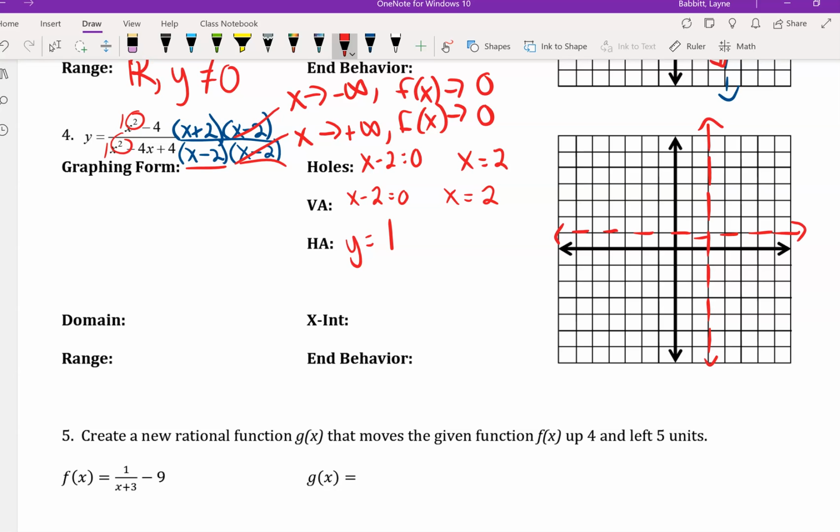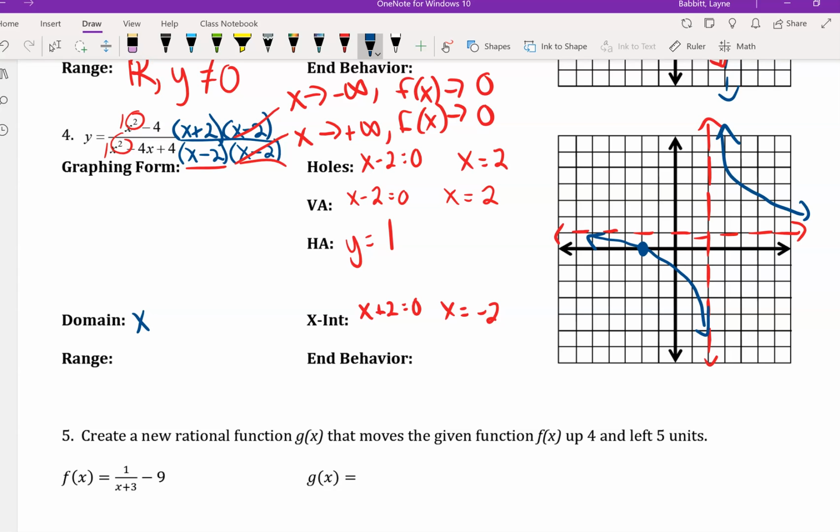All right, and then find the x-intercept. I find the x-intercept by setting the top equal to 0. So that's going to be x plus 2 equals 0. So x equals negative 2 is going to be my x-intercept. X-intercept is negative 2, so my curve's going to look like this. And then my other curve will just kind of mirror that. It's not perfect, but it's okay.